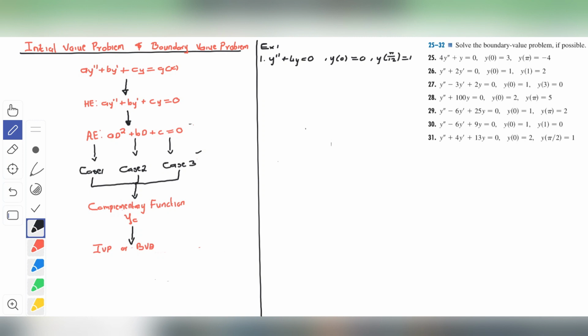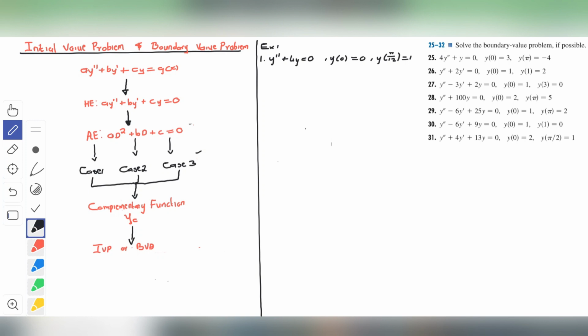In this video we're going to talk about the boundary value problem, because from the last video we talked about the initial value problem. If you didn't see that video, you can check from the description below. There is a link for the initial value problem.